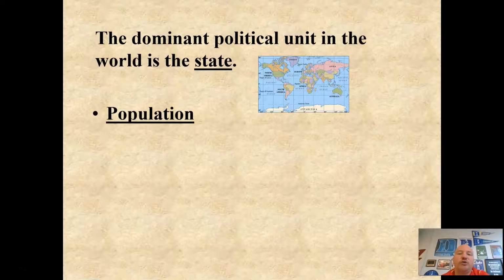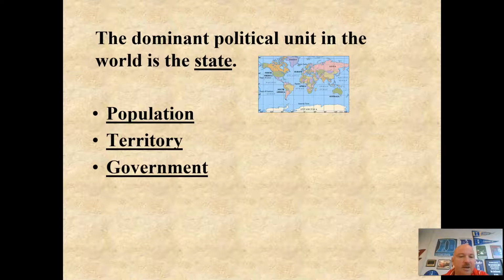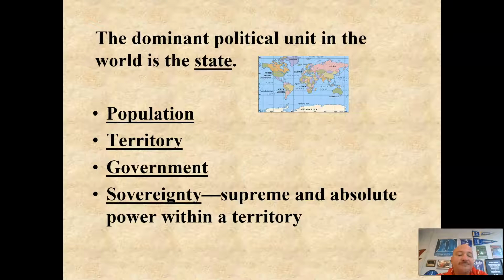The dominant political unit in the world is called the state. So even though we think about the state of Virginia, let's say, we're talking about a state here as far as a nation or as a political unit here. So what do you have to have a state? Well, you have to have population. People have to live there, okay? You have to have territory in order to have a state. You have to have a government. So you have to have people making decisions and making laws. And then you have to have sovereignty.